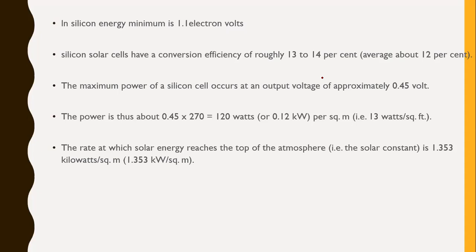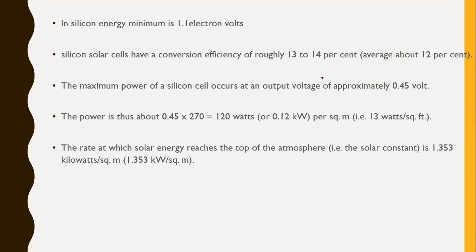So the power from this current is about 0.45 into 270. That means 120 watts, or 0.12 kilowatts we can say, per square meter. That is 13 watts per square meter. So the power is around 120 watts per square meter, or 0.12 kilowatts, or 13 watts per square meter.